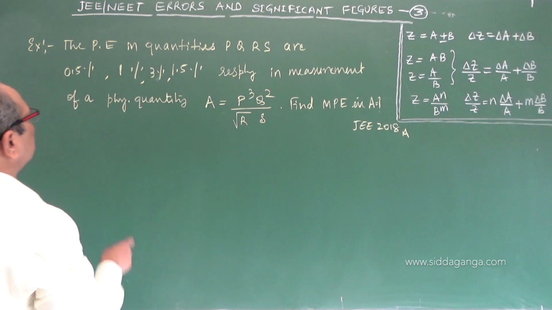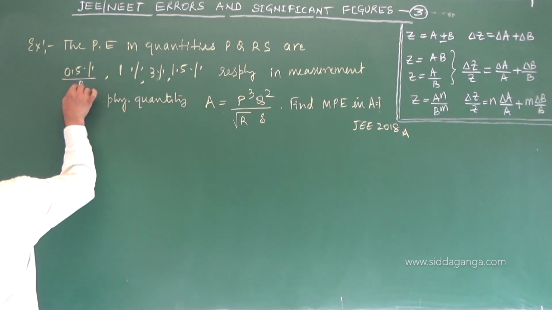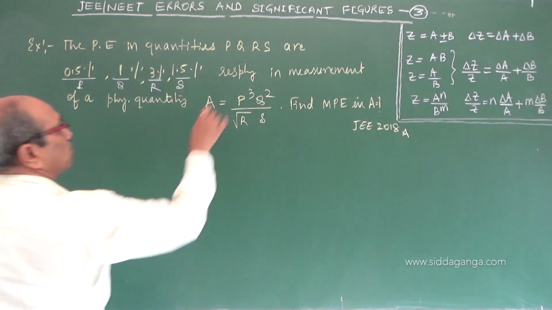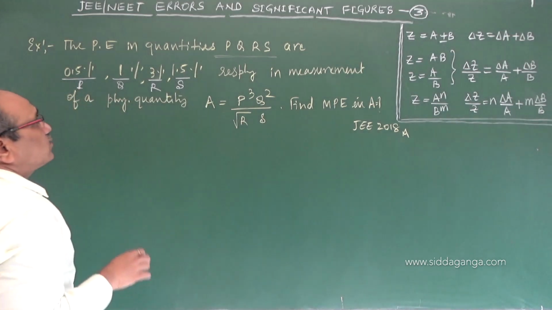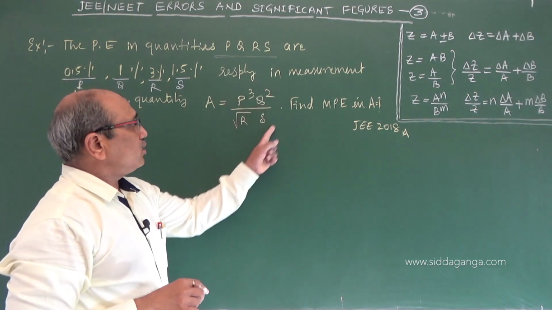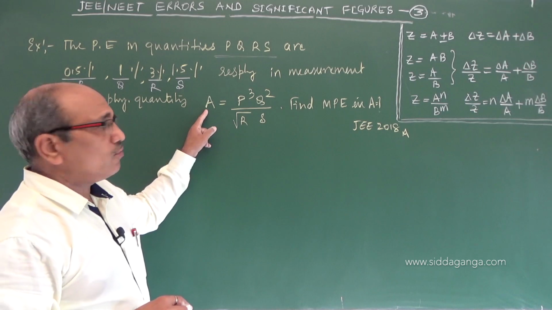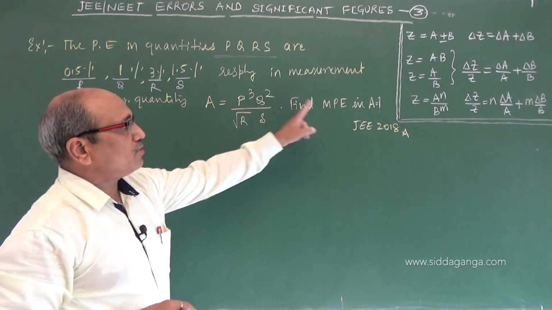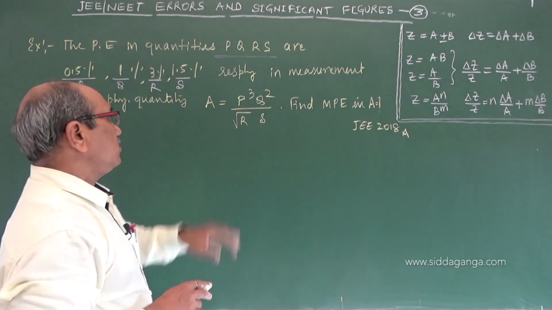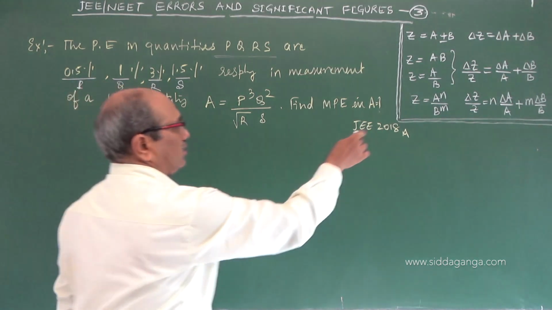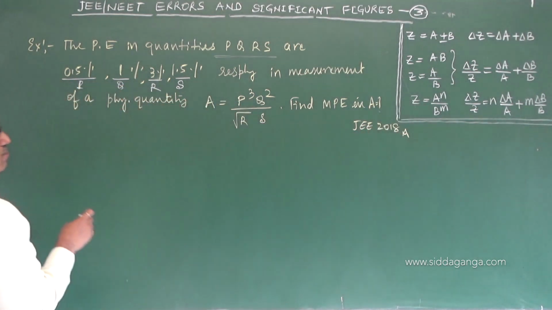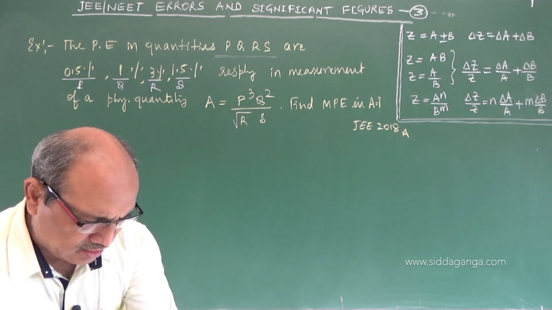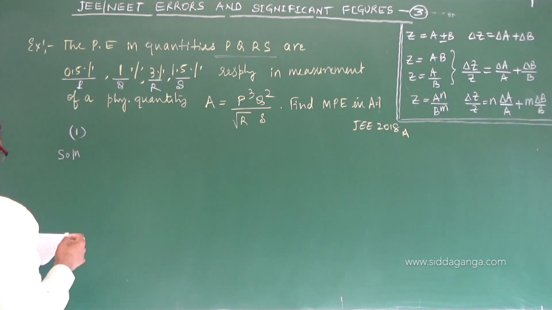See the question here: this refers to quantity P, this is for Q, this is for R and this is for S. These are the percentage errors in measuring P, Q, R, S. Combining those, we get a physical quantity A with P cube Q square root R into S. What is the maximum possible error in measuring A? Using the formula, I can write the percentage error. The answers are given here.